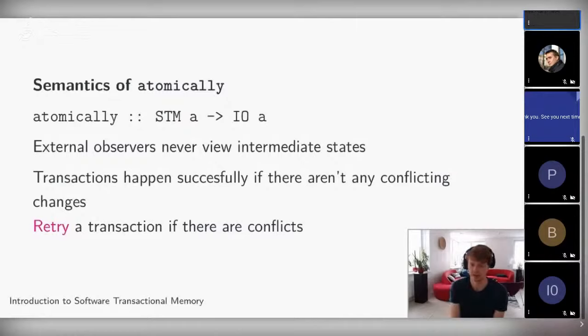And transactions complete successfully if there aren't any conflicting changes. I'll define conflicting changes in a bit. And if there are any conflicting changes, like any of these TVars has been modified by one thread while the other one was also doing something with it, then the whole transaction, the entire STM thing, is retried. So that sounds pretty good.